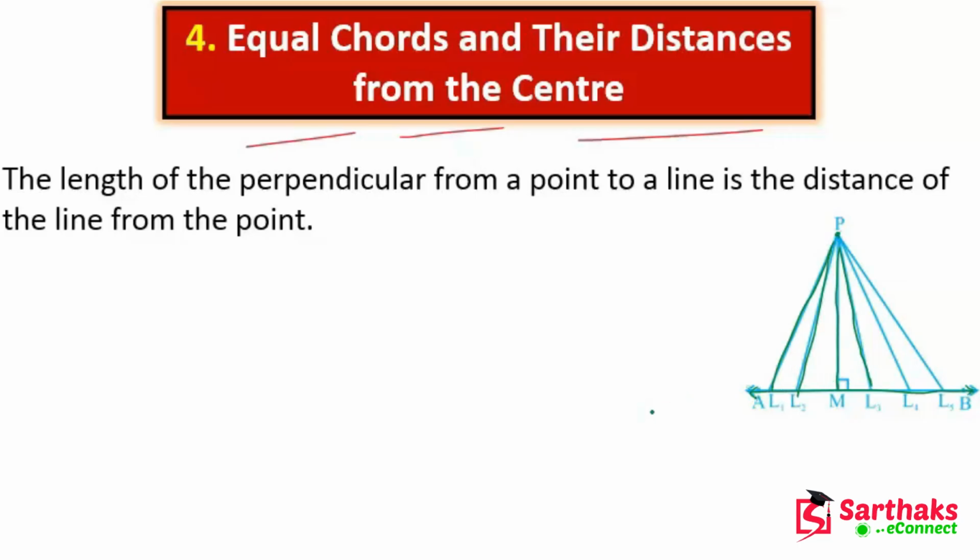In mathematics, we define this least length, this least distance, as the distance of AB from point P. So the length of the perpendicular from a point to a line is the distance of the line from the point. This PM line is the least distance between the point P and AB. I hope you understand these things.